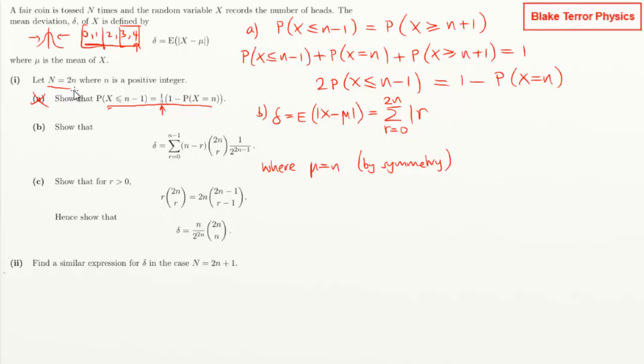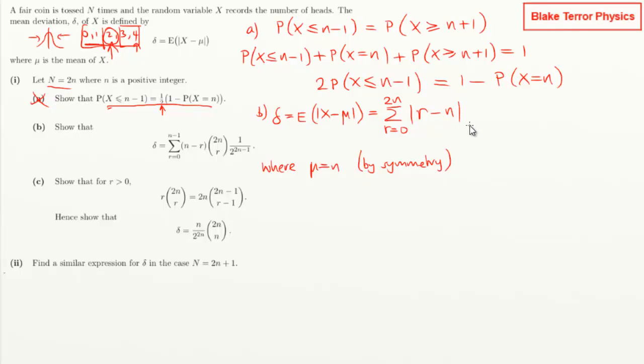mean, is going to be, well, it's going to be this number in the middle. It's going to be n. That's what we're going to be getting for the mean. So our mu is going to be equal to lowercase n in this case. So we can replace that in there.